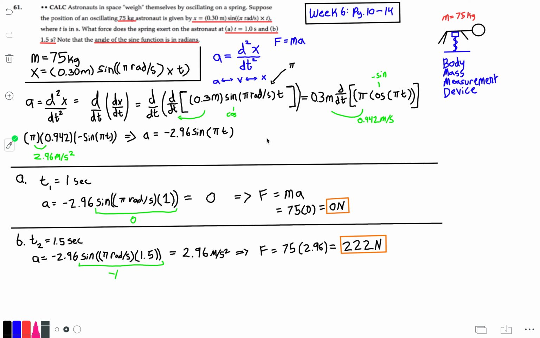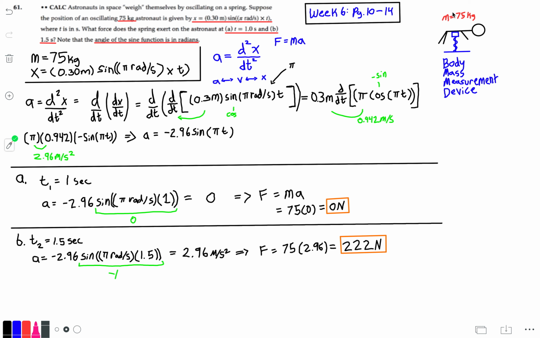In today's video, we will be discussing Physics 251, Week 6 Video Explainer problem number 61. In this problem, we are tasked with calculating the force that an astronaut exerts on an oscillating spring in space. One thing to note about this problem is that it's actually based on a real-world concept.